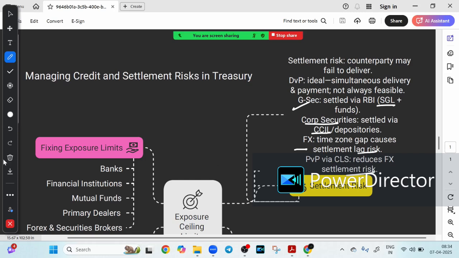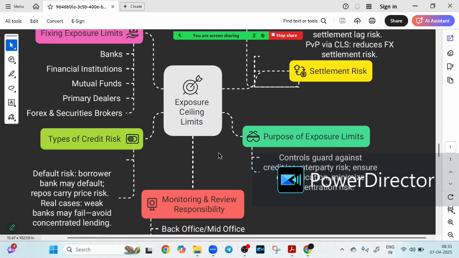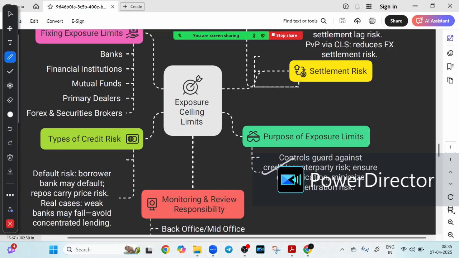If you look at the purpose of this exposure ceiling limit, what is the purpose? Let's look at it on the right side. Basically, exposure limits are like your shield. They control credit risk and counterparty risk. Remember, we have just talked about credit risk. They keep credit and counterparty risk in check. They also promote diversification, and most importantly they prevent concentration risk, because putting all your eggs in one basket is not smart in treasury.